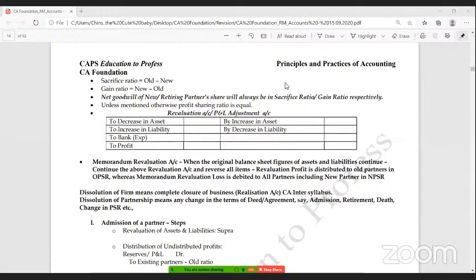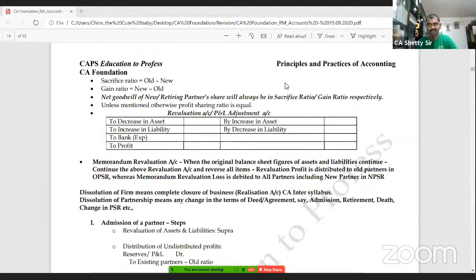Use the brain. Yes, sir. Use the brain. You are a CA foundation student. You are not doing PUC BCom. Hidden revaluation profit.